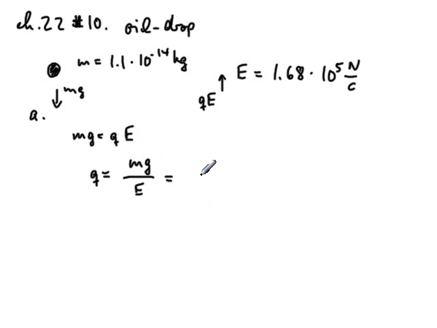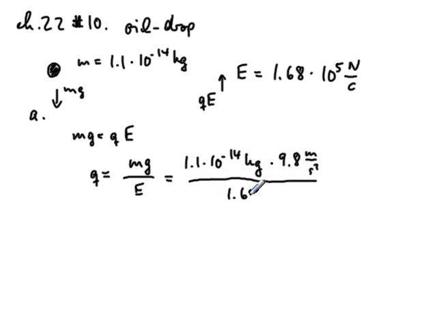Okay, and then I plug in the numbers here. The mass 1.1 times 10 to the negative 14. The acceleration due to gravity, I'm going to use 9.8 meters per second squared. Makes it a little bit more accurate than our typical 10, divided by the electric field of 1.68 times 10 to the 5th newtons. That's also because they give us 2 and 3 significant figures here, so I might as well use the acceleration due to gravity with 2 significant figures and plug that in on the calculator.